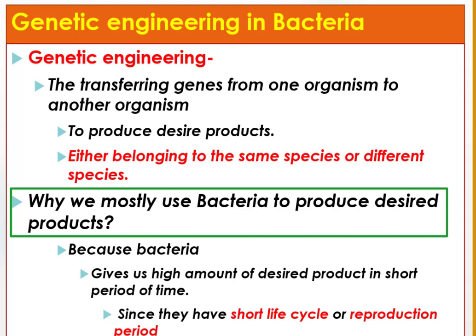Why do we mostly use bacteria to produce desired products? This is because bacteria give us a high amount of desired product in a short period of time, since bacteria have a short life cycle or short reproduction period.